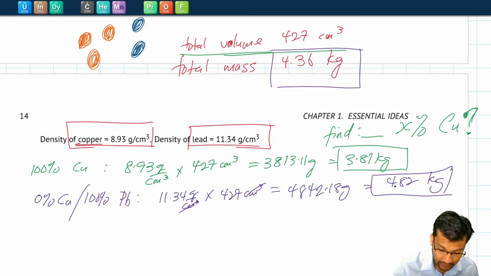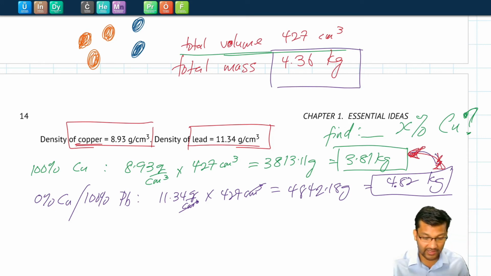So, unfortunately, it's somewhere between these two. So it's not 0% and it's not 100%. It's somewhere between those two. Well, we're stuck. How do we figure that out?